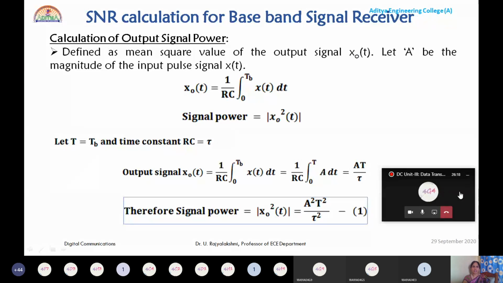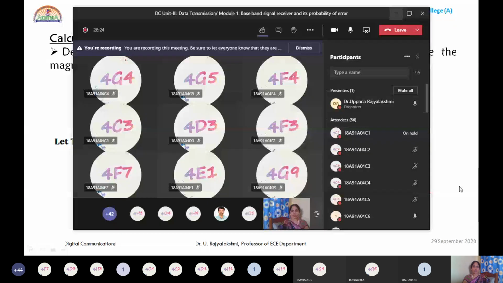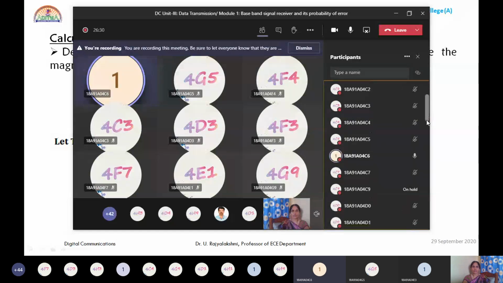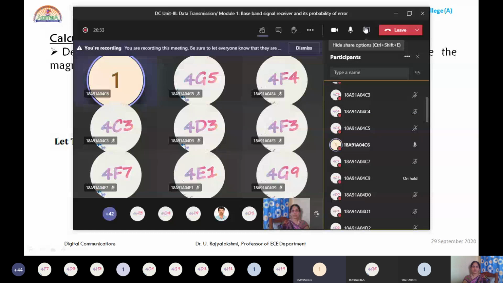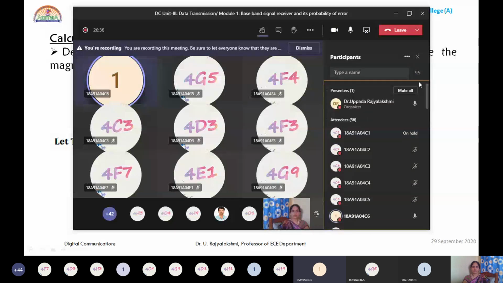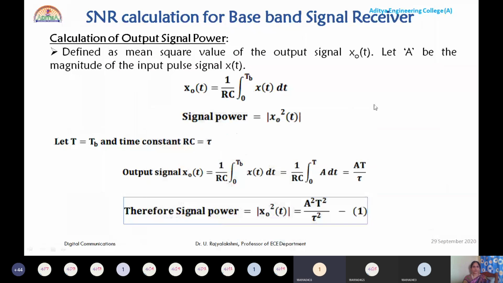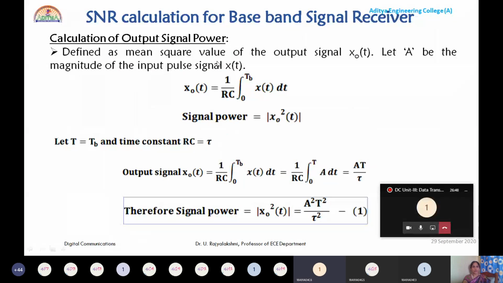Now we know that A is the magnitude of the input pulse signal x(t). Here you can observe that the output signal power is defined as the mean square value of the output signal x_0(t). So what is the magnitude of the input signal? Capital A. We assumed it as capital A.